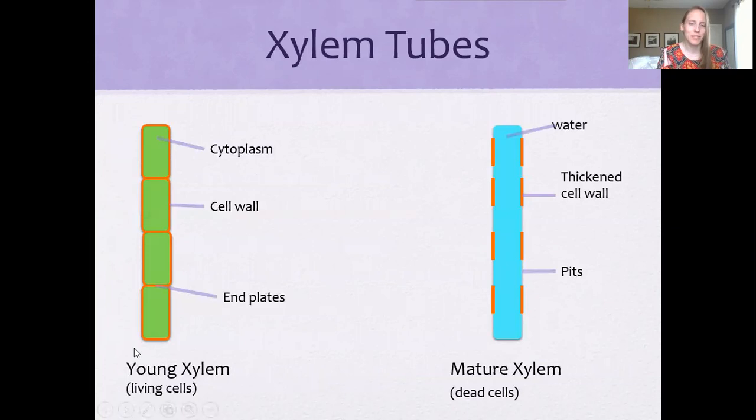So this is what it would start off with, again, your normal plant cells stacked on top of each other. Then once the xylem is mature, the inside has all been replaced with water because water flowed in through the pits that developed on the side and pushed out all of the cytoplasm. And as you can see, these end plates have also disappeared. So it's just a big, long, continuous straw with little pits on the sides to allow water in.